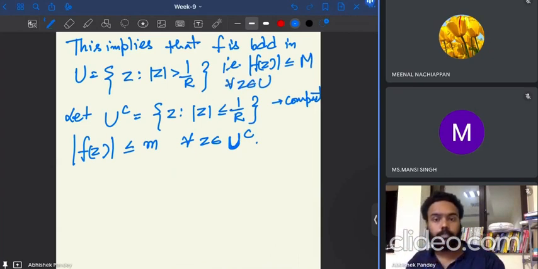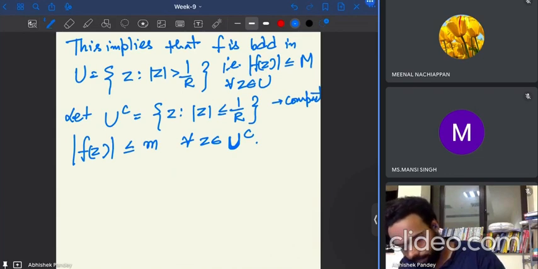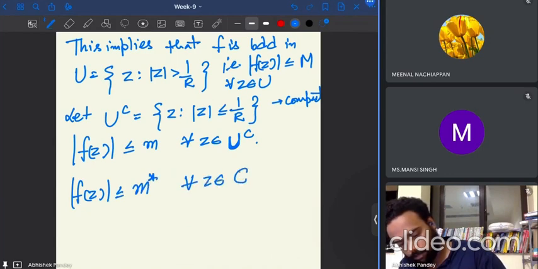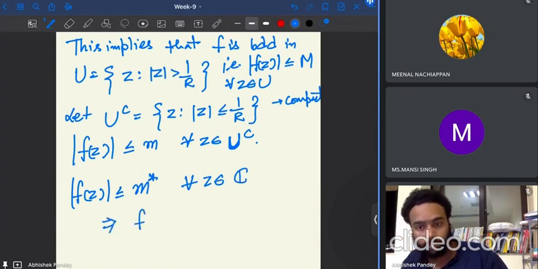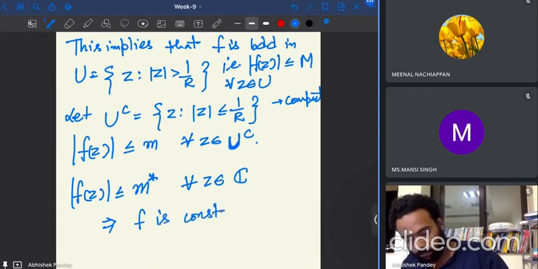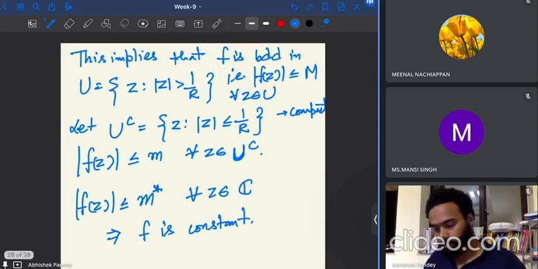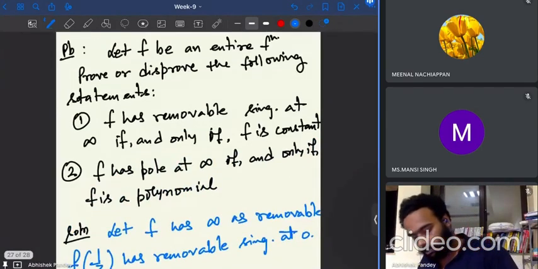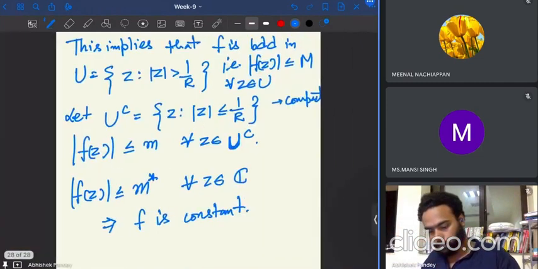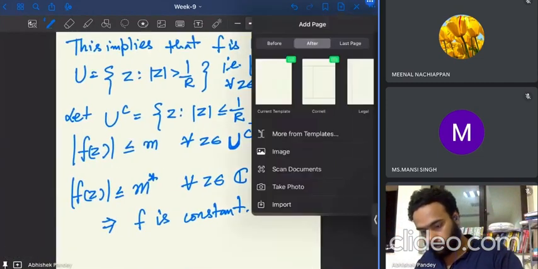So what does it mean? It means that f(z) is bounded by some M star for all z belonging to C. Now, an entire function that is bounded means f is constant. So this we have proved. So the first statement is true. Let us look at the second one.